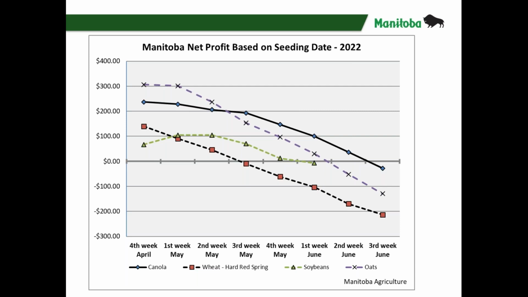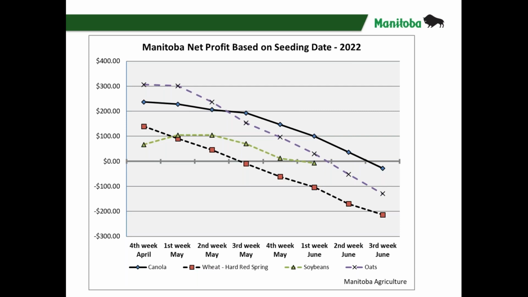That line in the middle, the $0 line, is the point of zero profit. Below the line, obviously, is a loss. Above it is still profitability. And what we see is that with wheat, you want to get your wheat in early. I'm not surprising anyone by saying that. But canola can hold on to some profitability a little bit later.